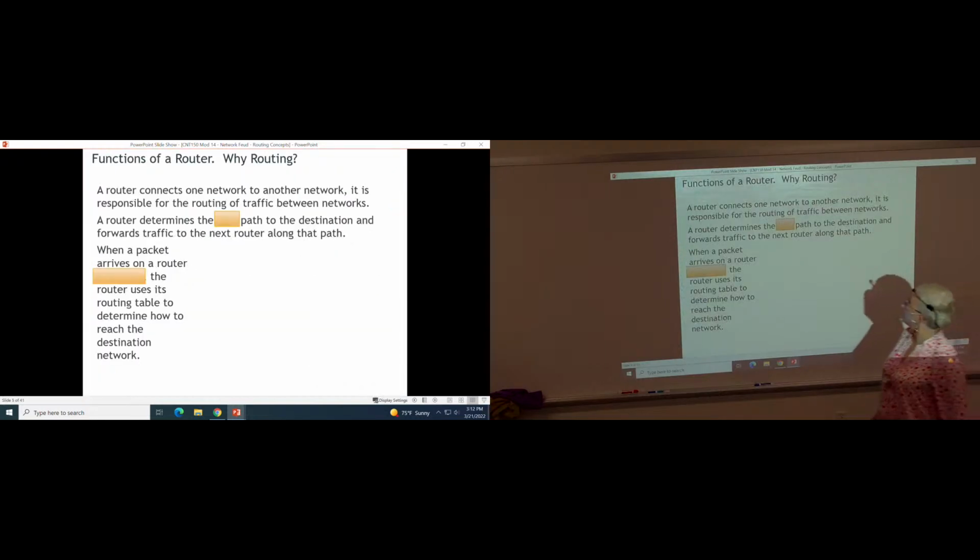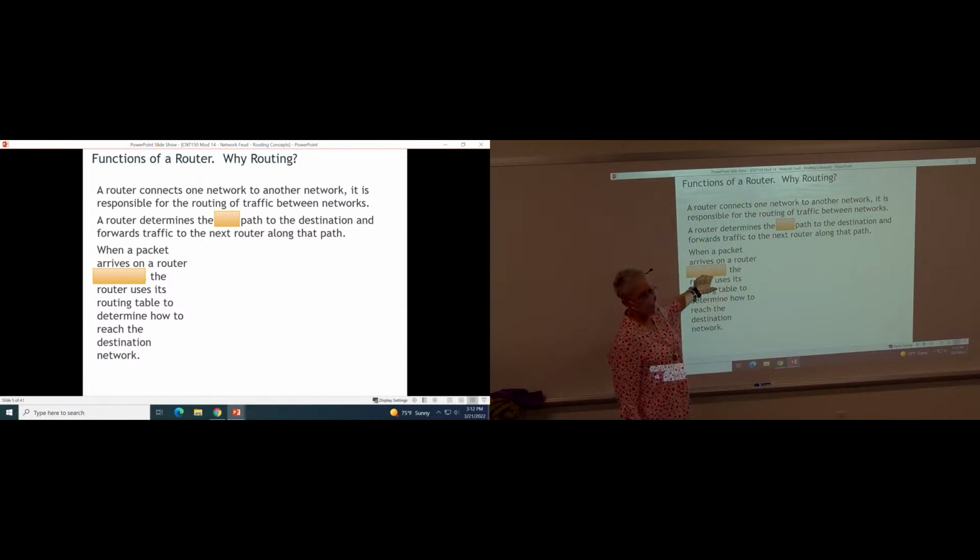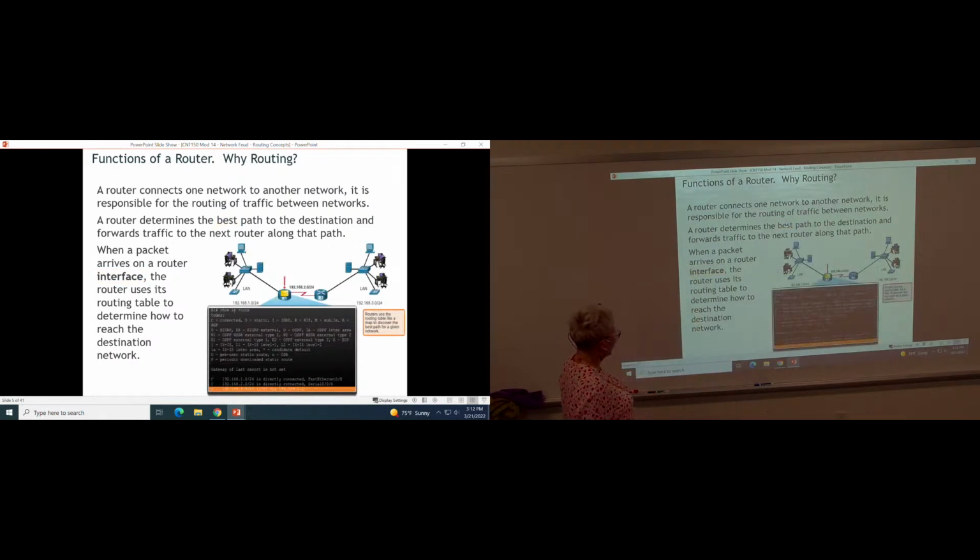Okay, so why a router? A router connects one network to another. It's responsible for routing of traffic between networks. A router determines the best path to the destination and forwards traffic to the next router. When a packet arrives on a router, the router uses its routing table. But it has to arrive at the what first? The interface. It arrives at the interface. That's when it starts to do its research, right? It's going to start doing its research as soon as it gets to the interface.